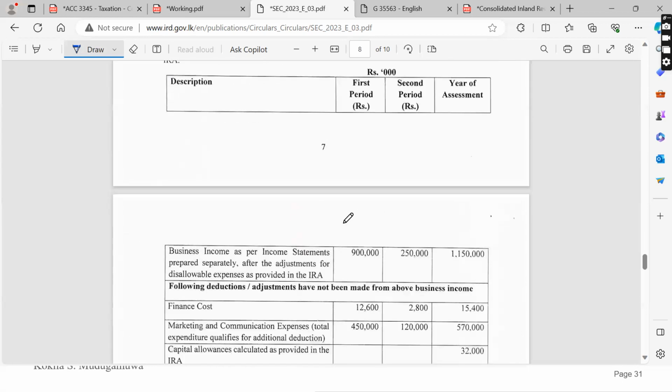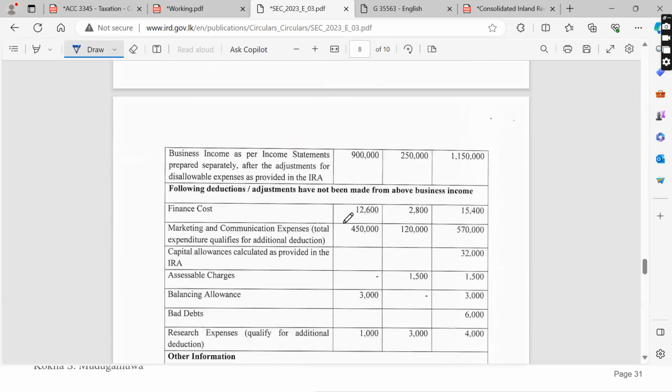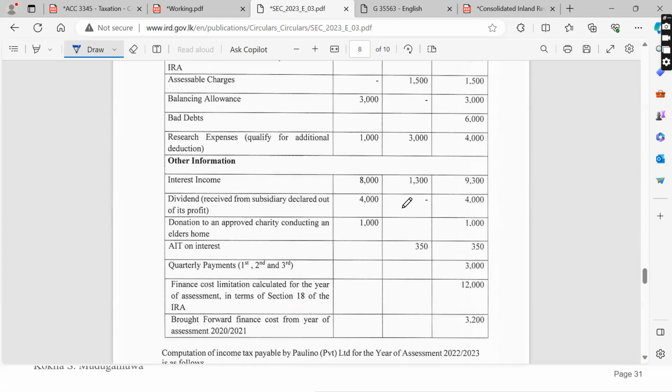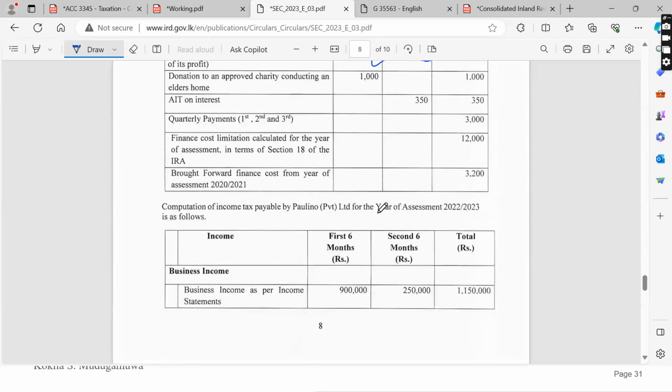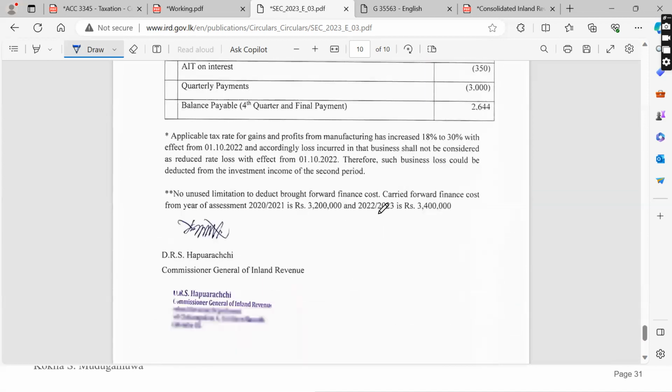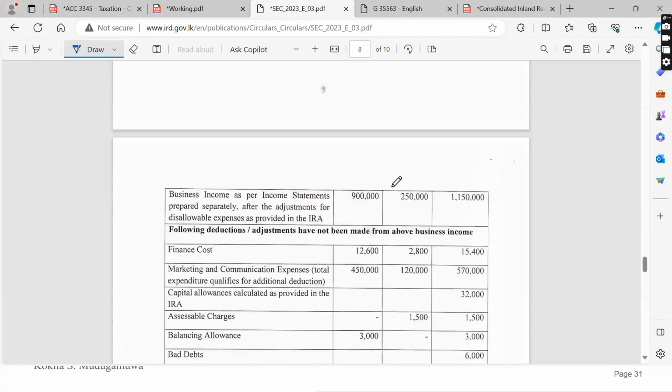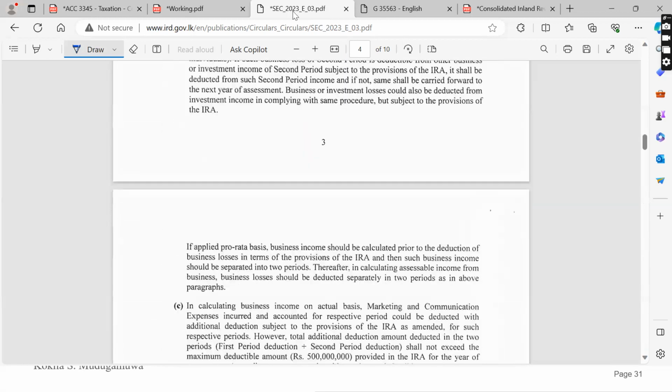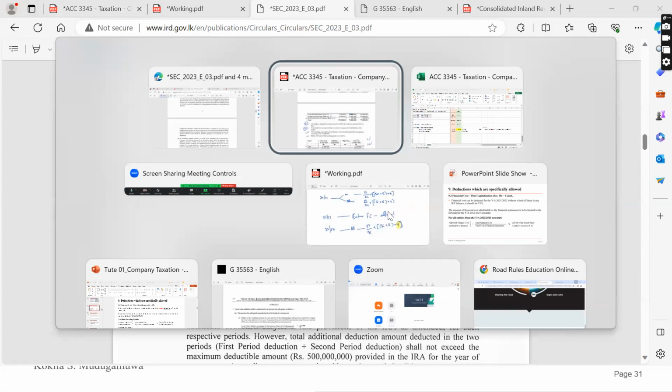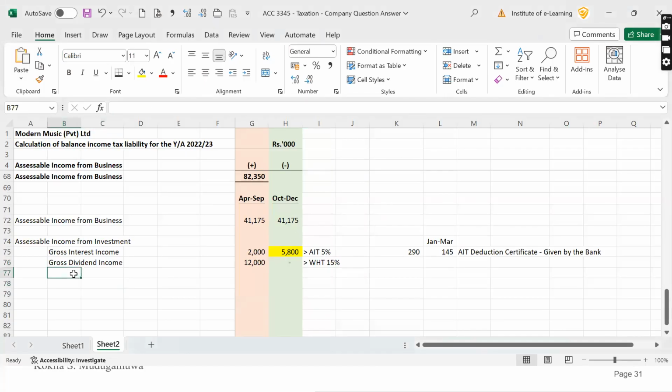If you go ahead with the companies, they have nicely worked it out, but you need to be mindful. Dividend for the second period, we have to exclude. For the first period only, it is taxable at the normal rate. Examples are also provided, you can refer to those. Because the 15% withholding tax on dividend is final, we disregard the second period dividend income. It is beneficial for the companies.